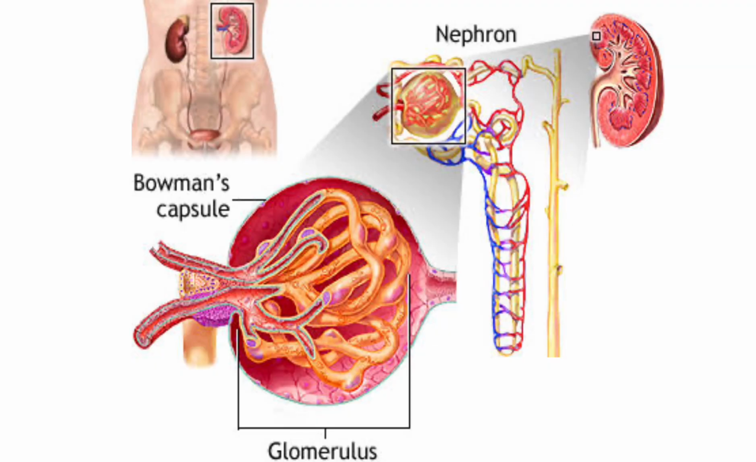Here is the picture that defines Bowman's capsule, glomerulus, and nephron.